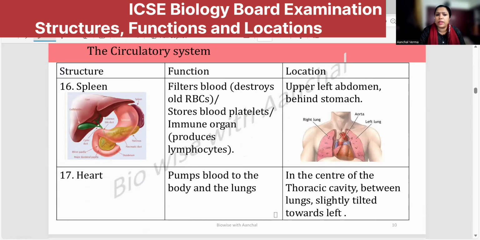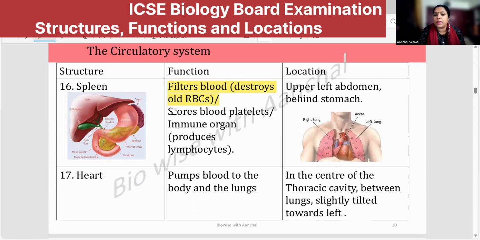Then you have the circulatory system. You can see here spleen. Now here is this, so this part is the spleen. You can see this is the stomach. Behind the stomach, there is the spleen on the upper abdomen. So what is the function? The location is upper abdomen behind the stomach. And the function of the spleen is that it filters blood and destroys RBC. It is also called the slaughterhouse of RBC.